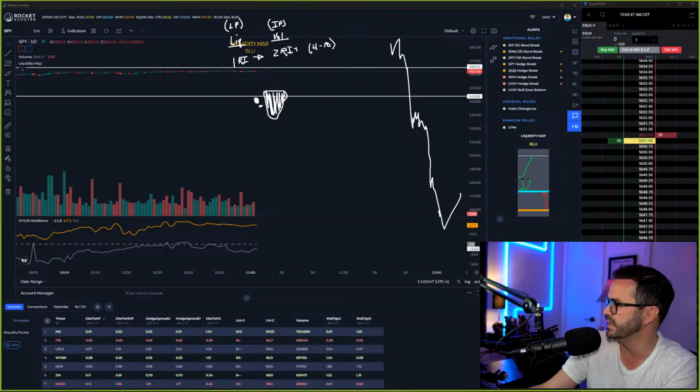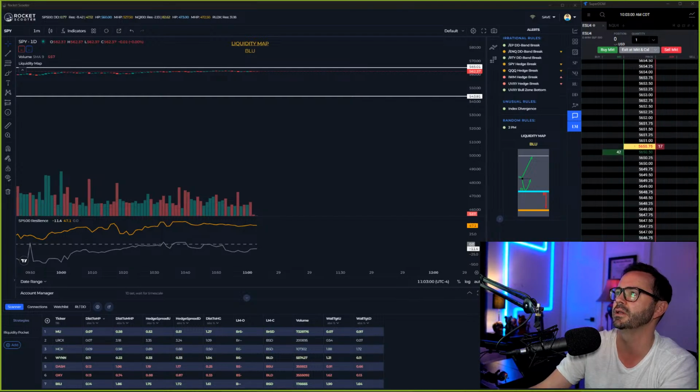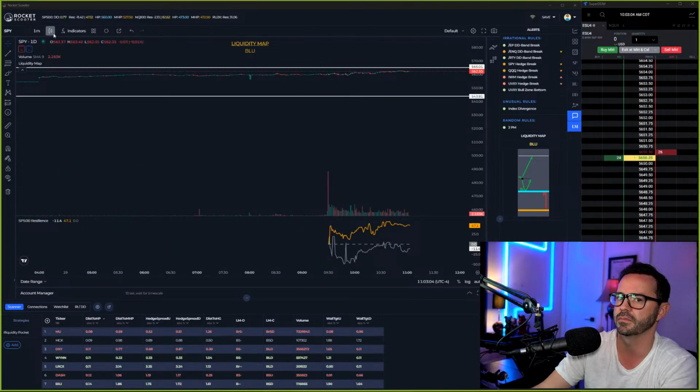But we'll see how it plays out. Like I said, this is a nice, strong bull day. But the negative resilience is just very bull trappy. I don't like to be super risk on when resilience is arguing against the daily move.